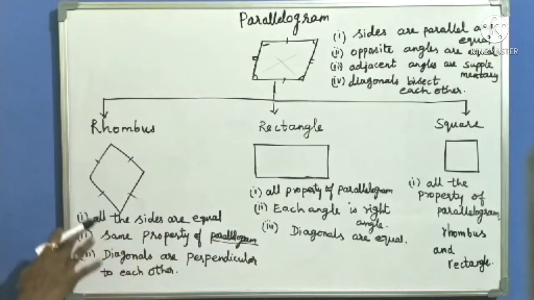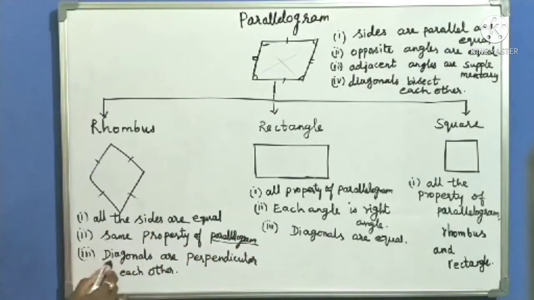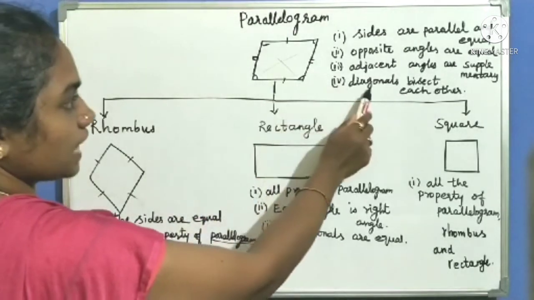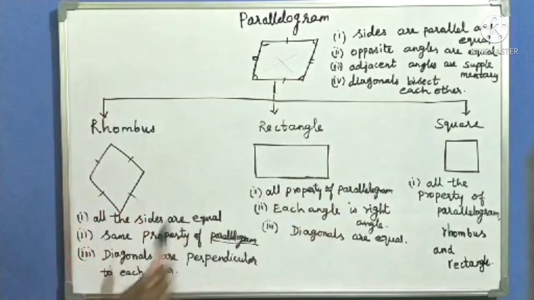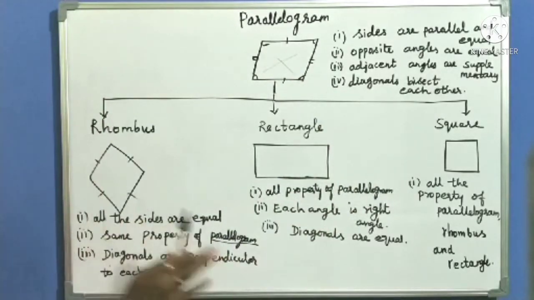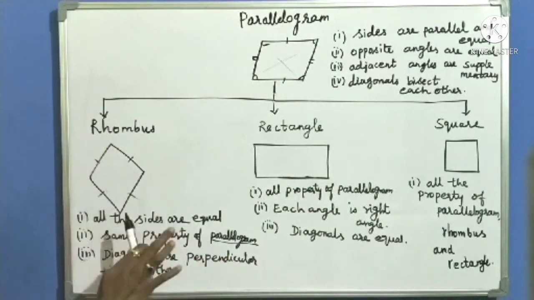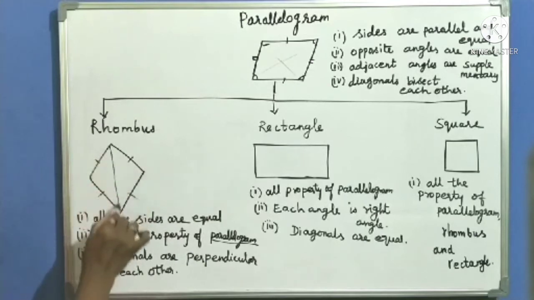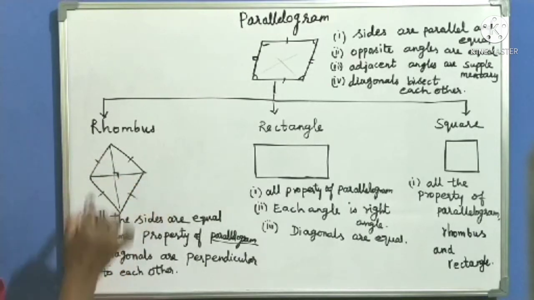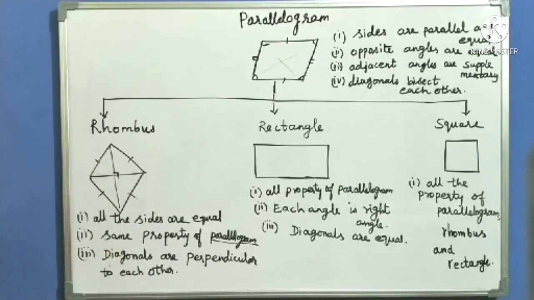And then one special property. In a parallelogram, diagonals bisect each other. Here in a rhombus, the diagonals are also perpendicular to each other. They bisect each other, but they are perpendicular, that means the diagonals meet at 90 degrees. That is a special property of the rhombus.